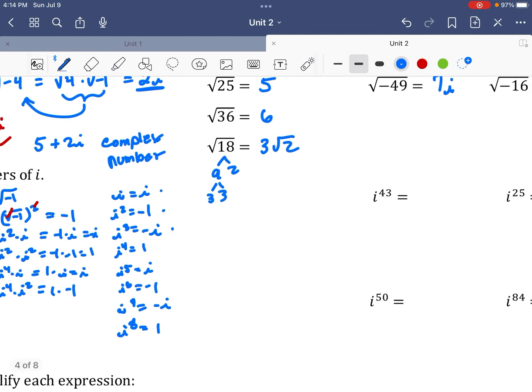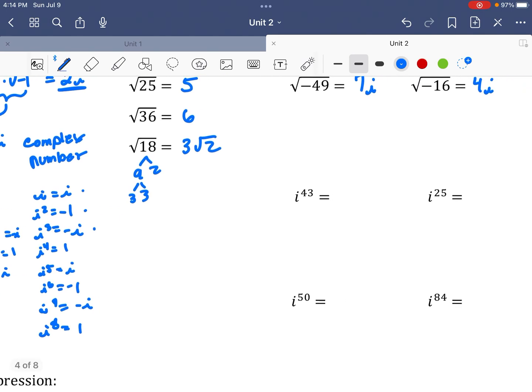And so let me teach you how to do it if you have a higher power. So you have i to the 43rd. So basically what you have to do is memorize these 4. You memorize these 4 right here, and then you know every single answer, okay? Let me erase something real quick. Okay, you memorize those 4, and then I'll show you how to get every answer.